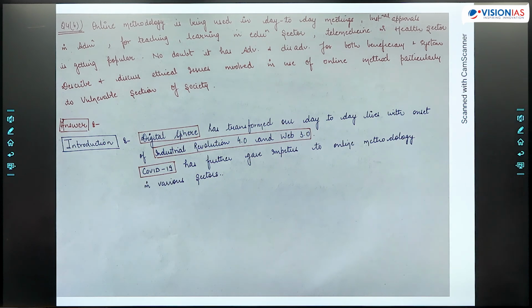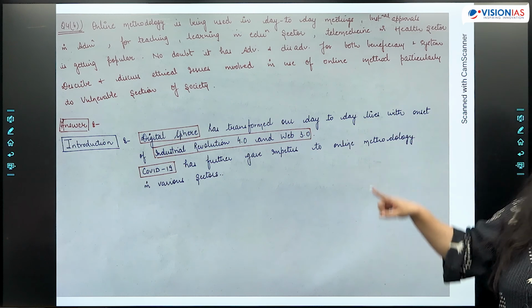Otherwise, you can start. Next, online methodology is being used in day-to-day meetings, institutional approvals in administration. For teaching, learning in education sector, telemedicine in health sector is also getting popular. No doubt, it has advantages and disadvantages for both beneficiary and the system. Full stop. Describe and discuss the ethical issues which are involved in the use of online method, particularly with respect to vulnerable section of society.